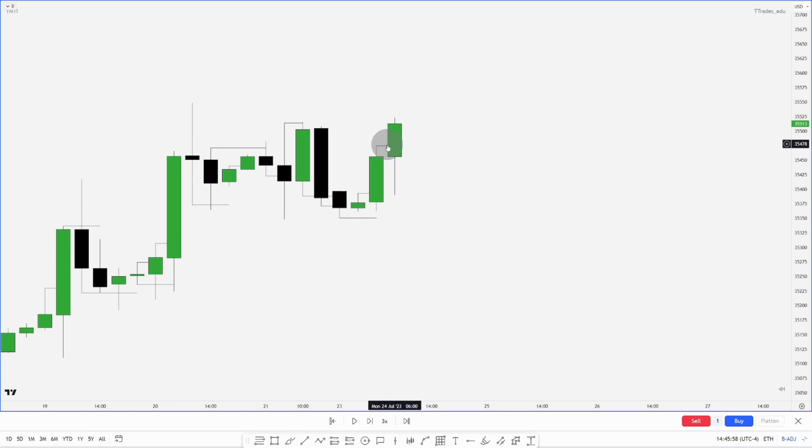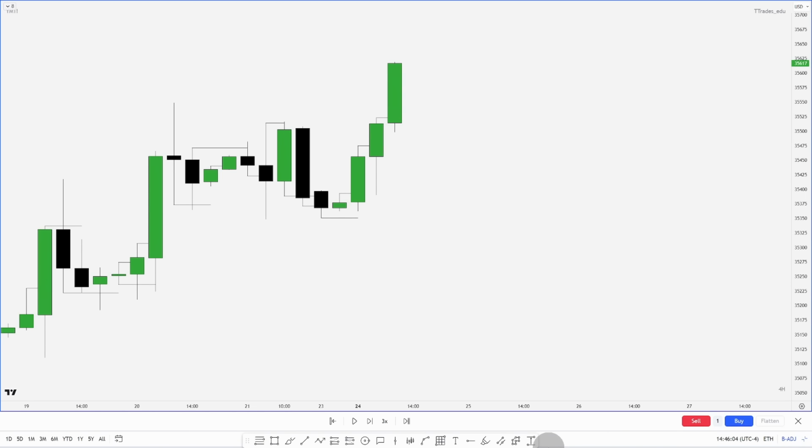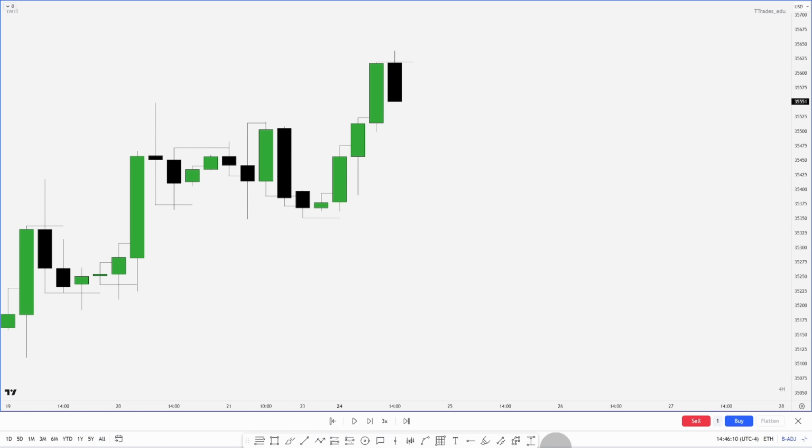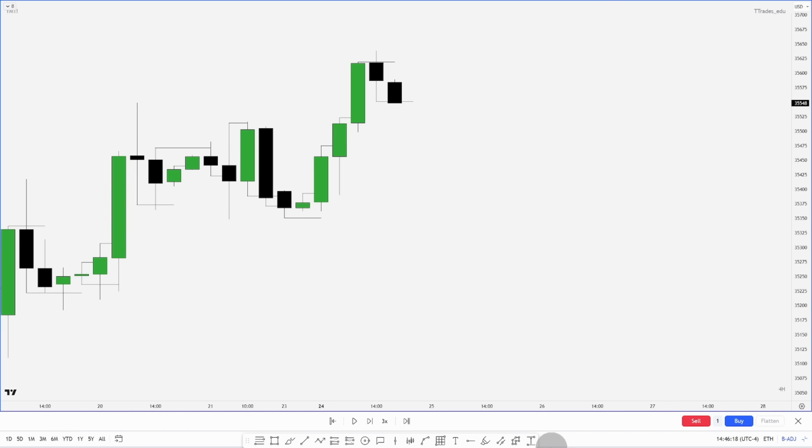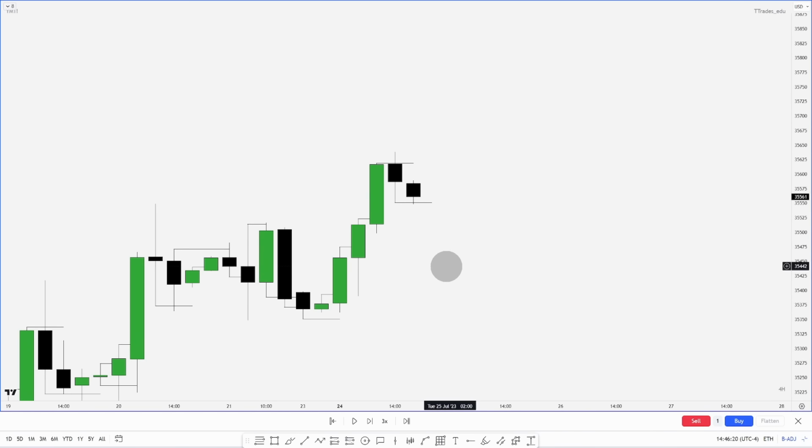Right here, we reach, close outside this previous high, so I could look for a previous high being taken. Right here, close outside, could look for the previous high. Right here, we take the previous high, close inside. Now I'd want to be looking for this previous low. Right here, we take the previous low, we can't close out. Now I can be looking for this previous high.